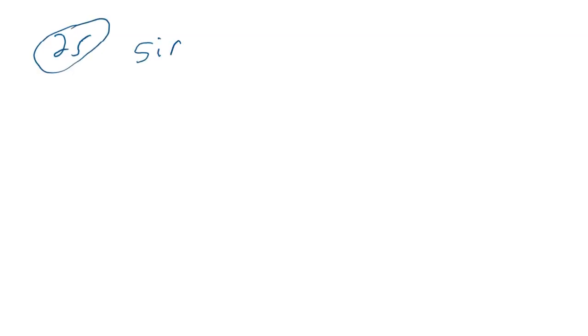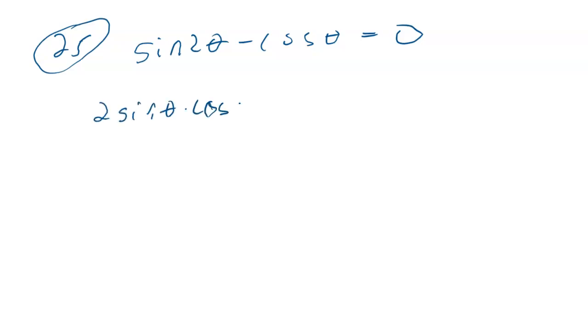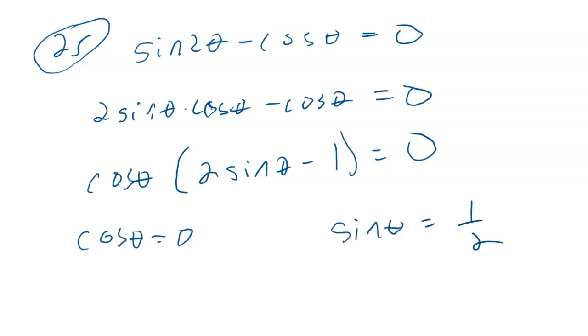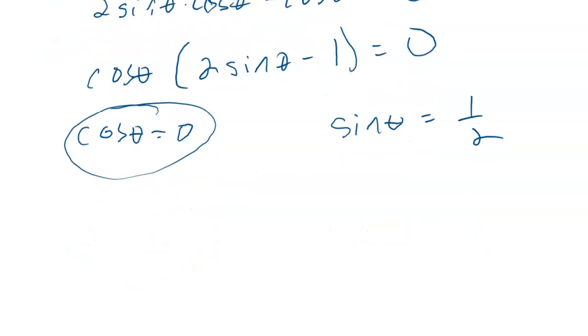25, we have sine 2 theta minus cosine theta is equal to 0. This doesn't look too bad. Use the double angle formula for sine, so 2 sine theta times cosine theta minus cosine theta. You should see that that's factorable. I can take out a cosine theta, and I get cosine theta times 2 sine theta minus 1 is equal to 0. I set each factor equal to 0. Cosine theta is equal to 0, and I'll set sine theta equal to 1/2. When does this happen?